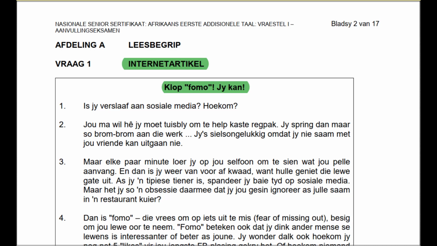So this is an internet article, and I can see from the title, this is about beating FOMO, and it says there, Klop FOMO, which is beating FOMO, and jy kan, you can. Alright, let's quickly read this.